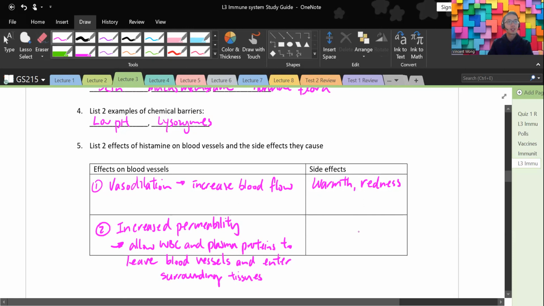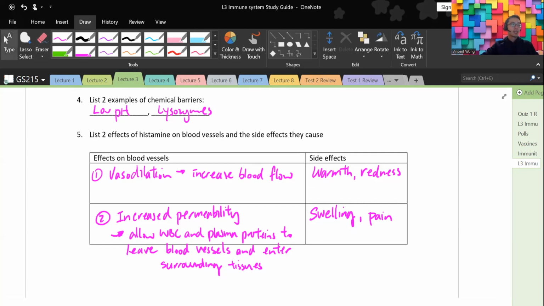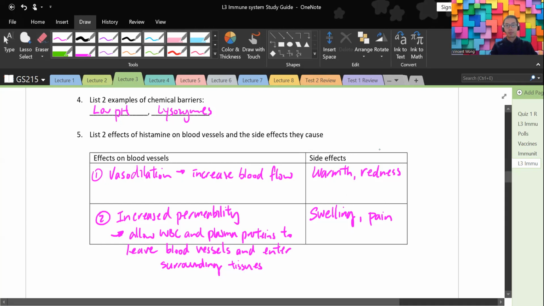Okay, and because you have all these things leaking out of your blood vessels, there will be some swelling, and with swelling, there is more pressure on the nerve endings, and it will be painful. And so these are the 4 characteristics of inflammation. Okay, so these are characteristics.